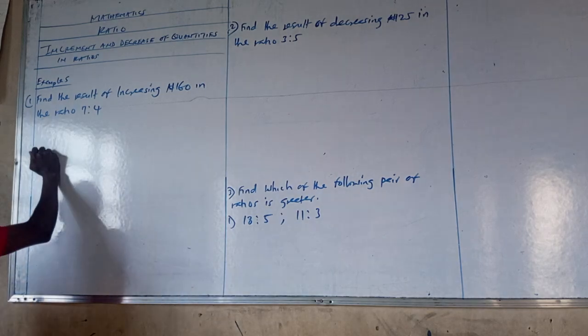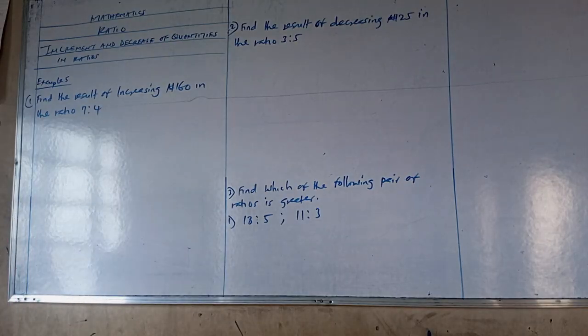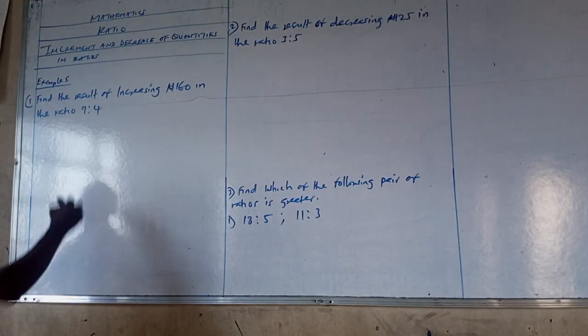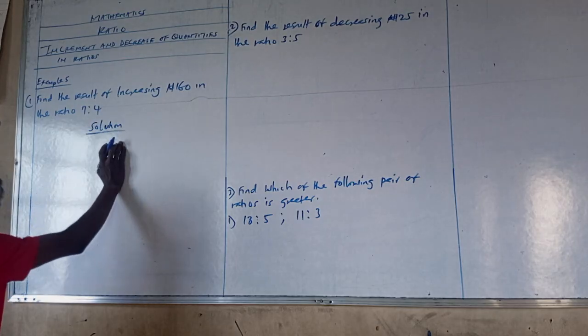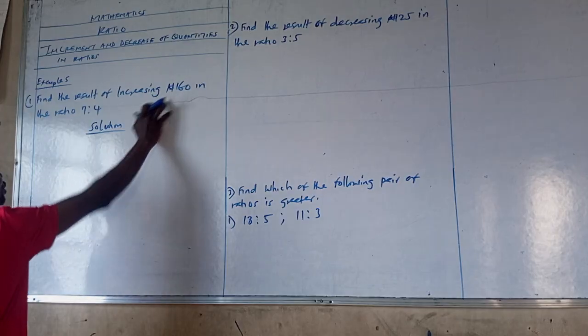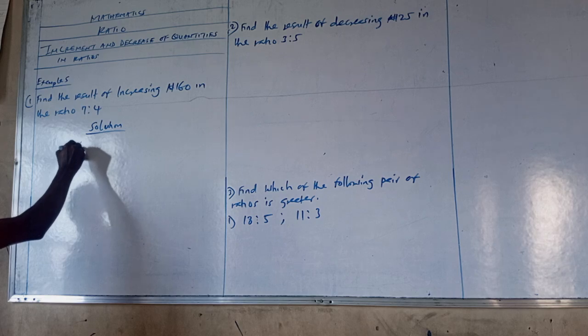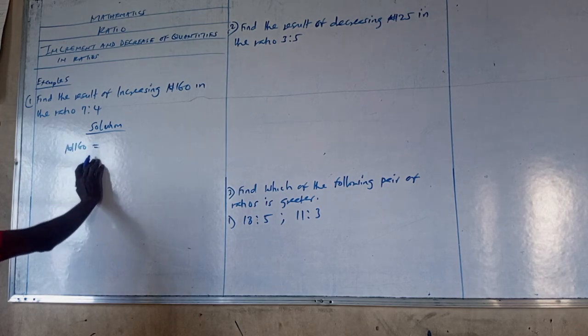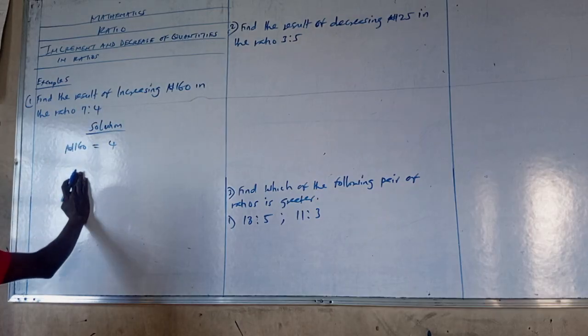Question number one: find the result of increasing 160 naira in the ratio 7:4. Increasing ratio. Now, when you are given a question and they say you should increase, it means that the ratio is already decreased. That means 160 naira is actually 4. It was not increased initially, it was actually 4.